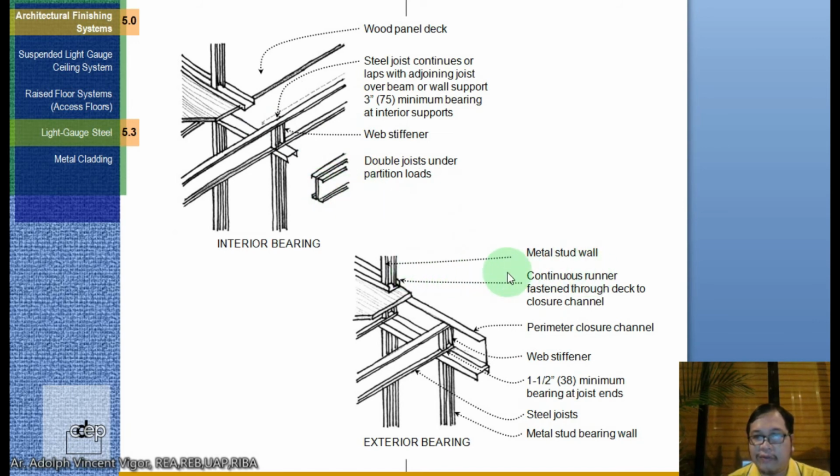This is the metal stud wall. This is the continuous runner fastened deck to closure channel. This is the perimeter closure channel. This is the web stiffener. This is the 1.5 minimum bearing joist at ends. This is the steel joist and the metal stud bearing wall.